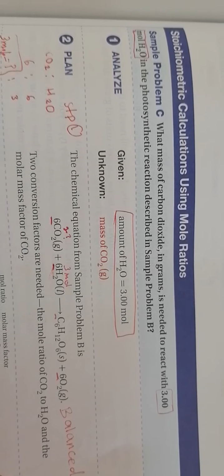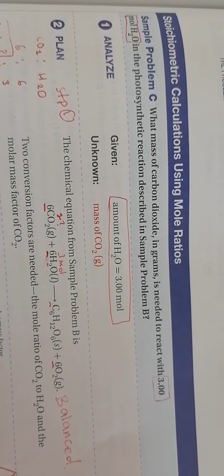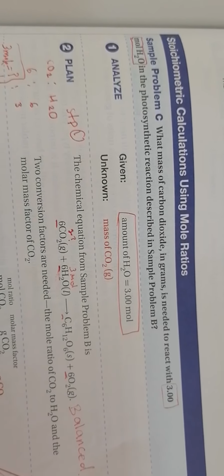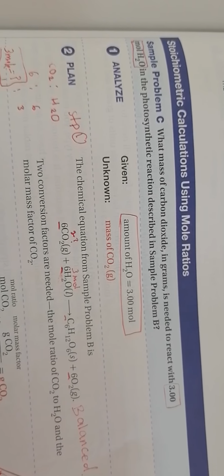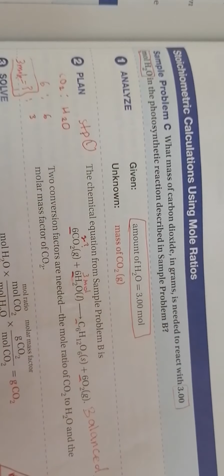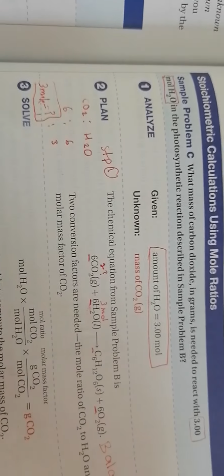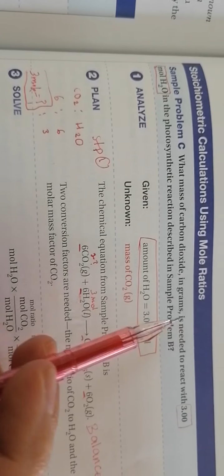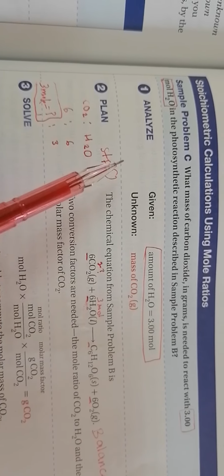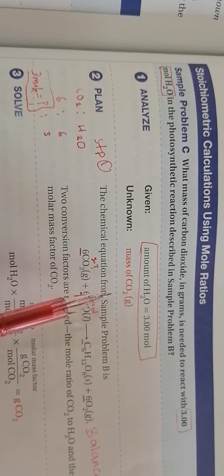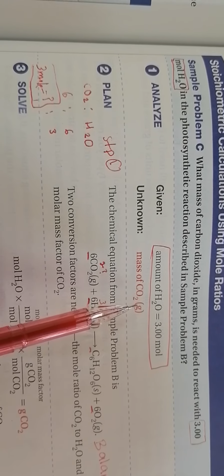So here it says, what mass of carbon dioxide in grams is needed to react with 3 moles of H2O in the photosynthetic reaction described in sample problem B? So, if we define what is given, it is the amount of H2O in moles. The unknown is the mass of carbon dioxide. Okay, so this is what we need to find.